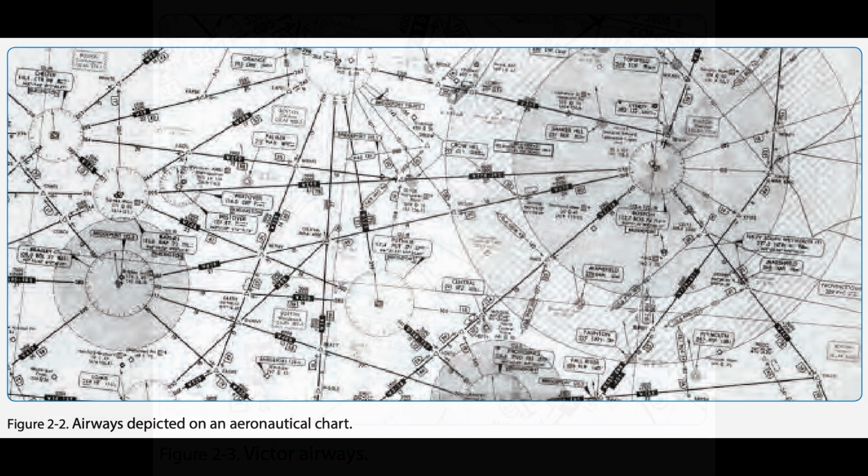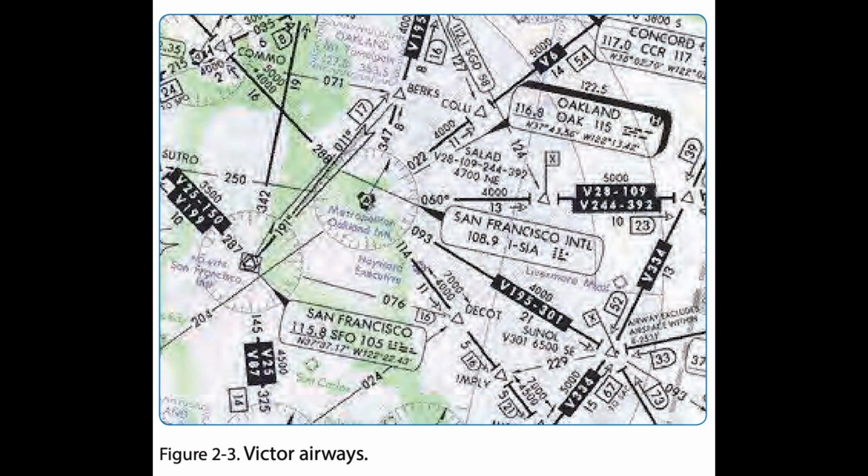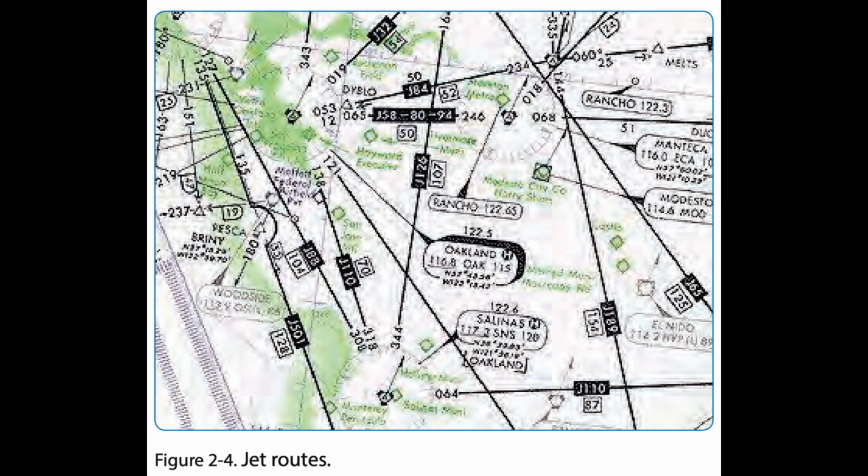End of page 2-2. Figure 2-3. They cover altitudes from approximately 1,200 feet above ground level, AGL, up to, but not including 18,000 feet above mean sea level, MSL. The second stratum, high-altitude airways in the United States, all have names that start with the letter J and are called jet routes. Figure 2-4. These routes run from 18,000 feet to 45,000 feet.